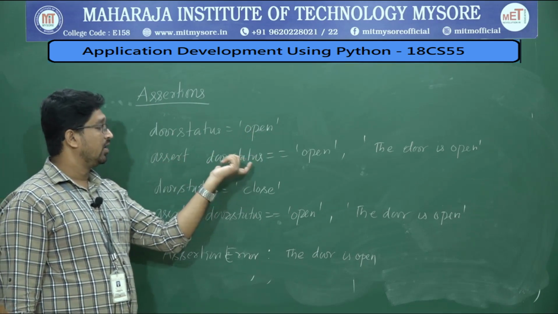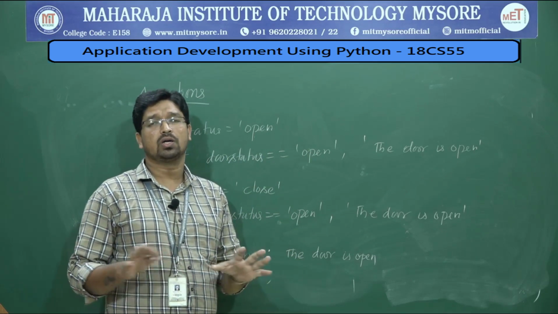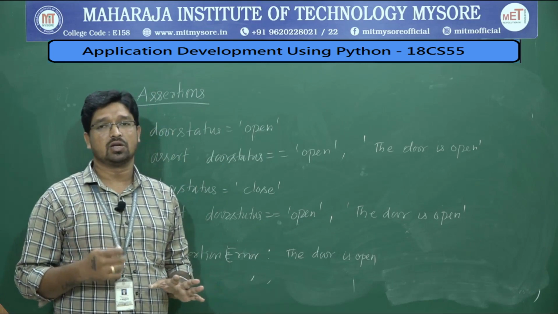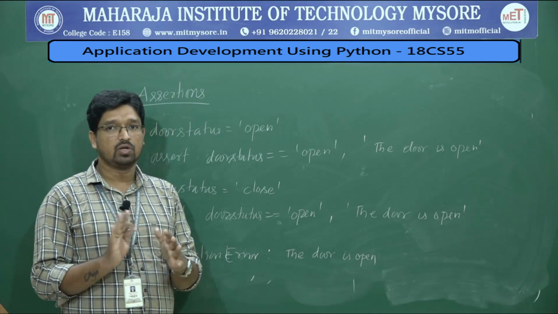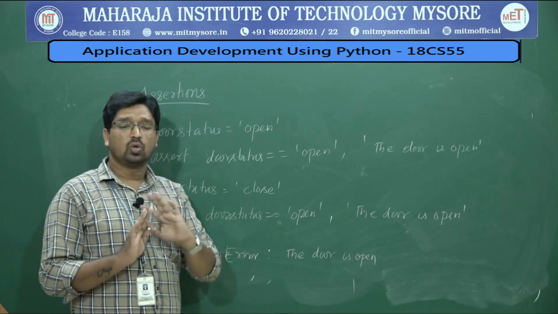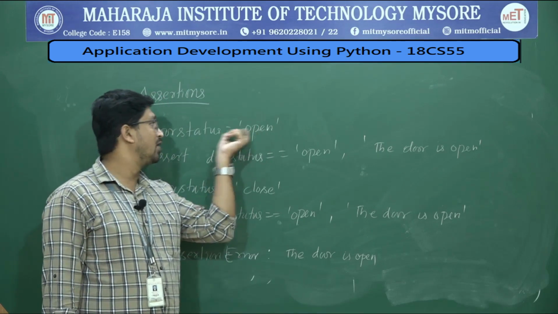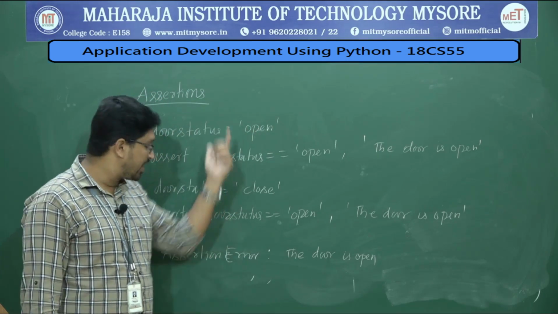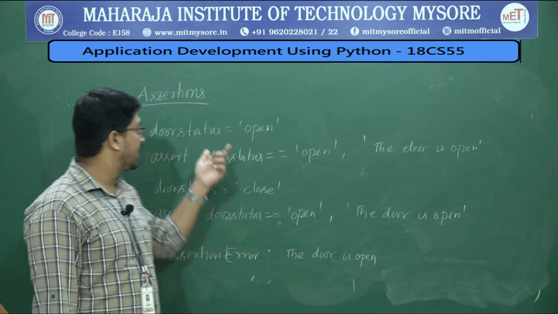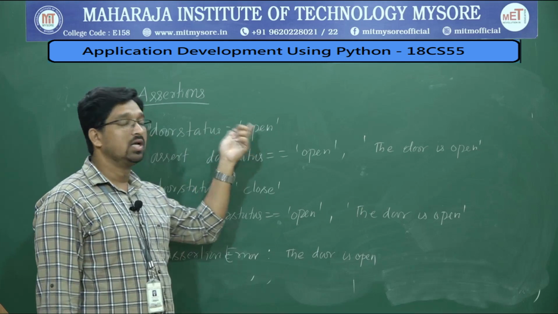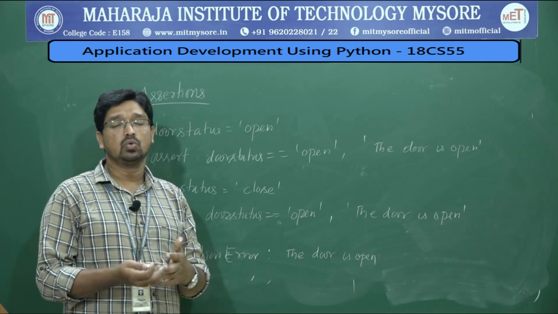If the door status is open, no worry, no error, so don't raise an assertion or generate any message. If somebody tries to change the value of door status anywhere in the program, then you should raise an assertion. So that is the use of assertion.